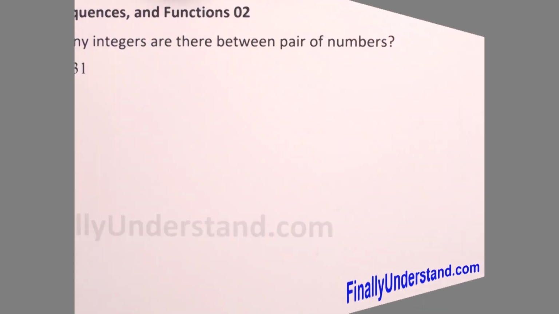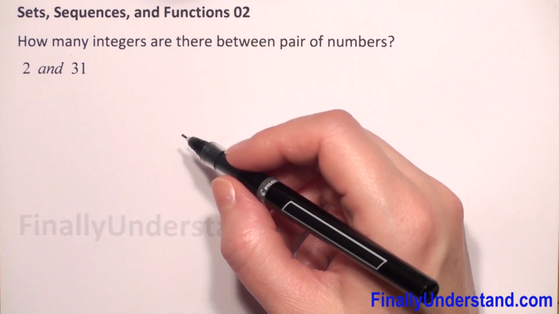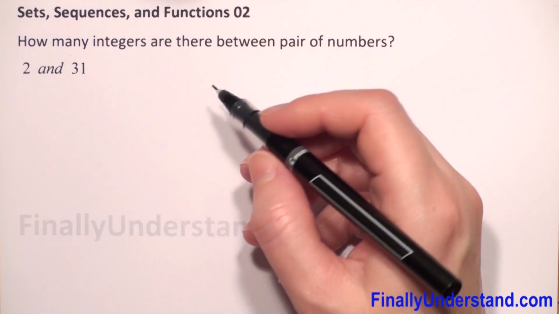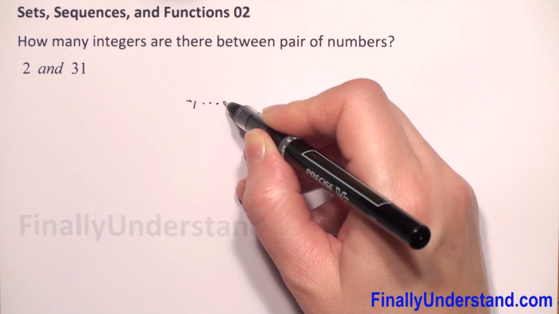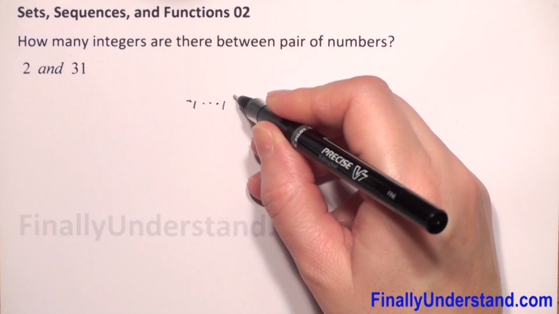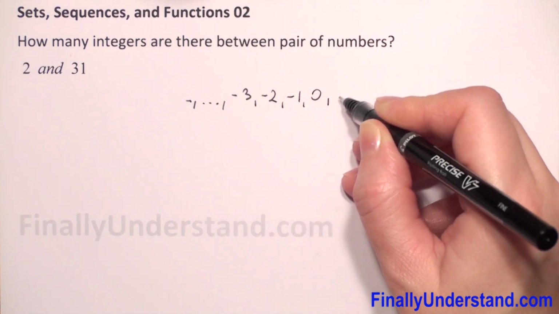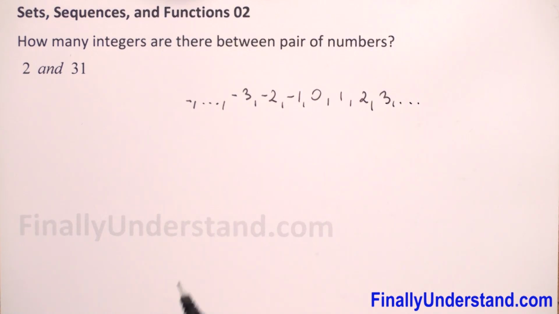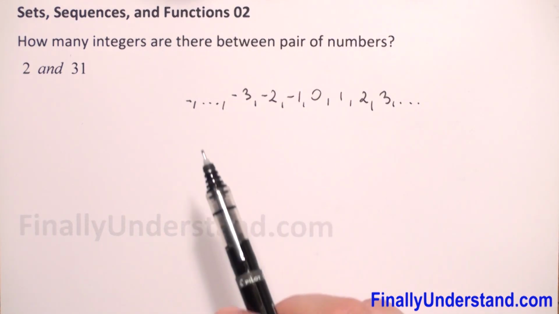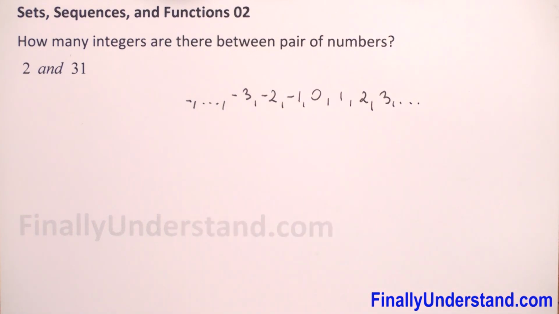We have given the pair 2 to 31. To find how many integers there are, we first have to know what integers means. An integer is one of the numbers in the list. Let me write this. From negative infinity, we have these numbers: negative 3, negative 2, negative 1, 0, 1, and all natural numbers. This is our integers.